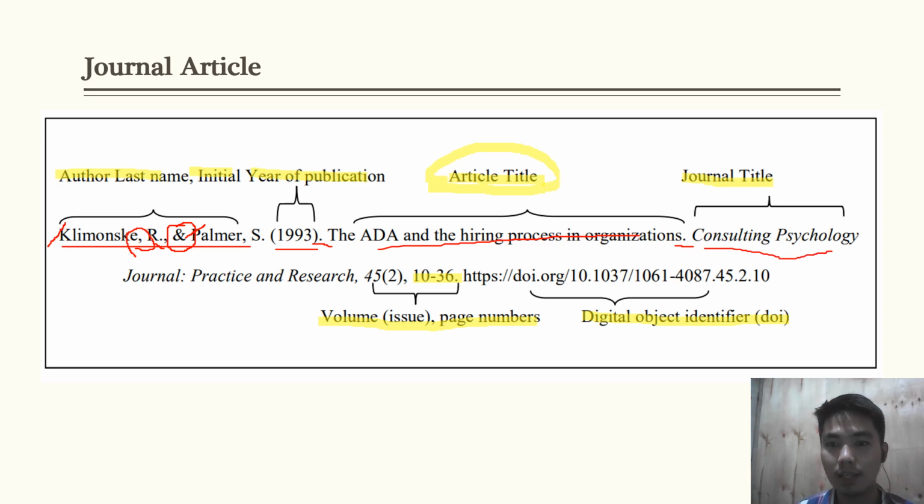The journal name. Kung mapapansin po natin, yung font ng journal name as well as the volume number ay naka-italics. Okay? Yan lamang po yung dapat na naka-italics. Followed by, of course, your page numbers separated by a hyphen and our digital object identifier or the DOI.